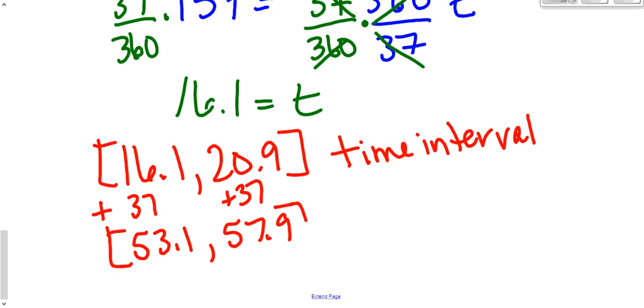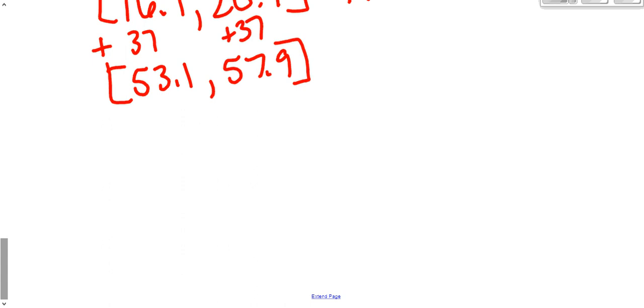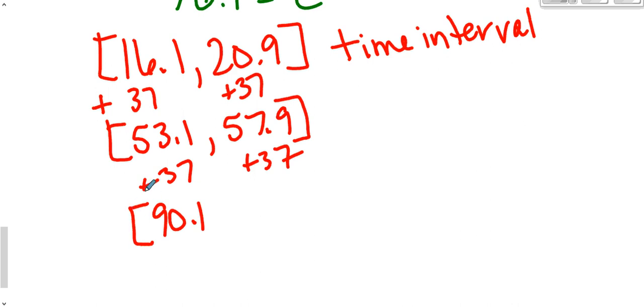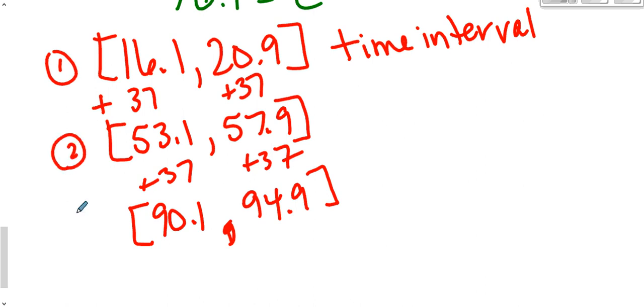And that would be the second time interval that I would get a chance to see the Great Wall of China. And then if I do the same thing again, I add another 37 minutes. Then I have 90.1 for this interval and 94.9 for that interval. And then these are the 3. This is the first time I see the Great Wall of China. This would be the second rotation where I see the Great Wall of China. And this would be the third rotation where I see the Great Wall of China.